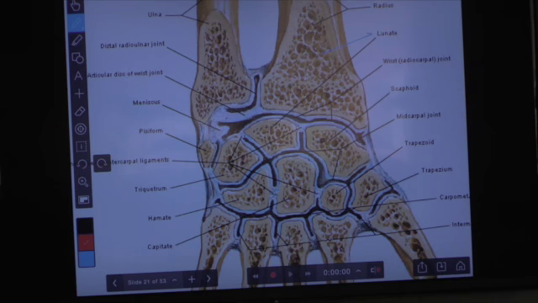Between the ulnar and the wrist joint, there's a disc, and the disc is called the articular disc. This is a disc. Between the ulnar and the wrist joint, there's a disc called the articular disc, and that's the one that separates the ulnar from the metacarpal joints, which are these ones.